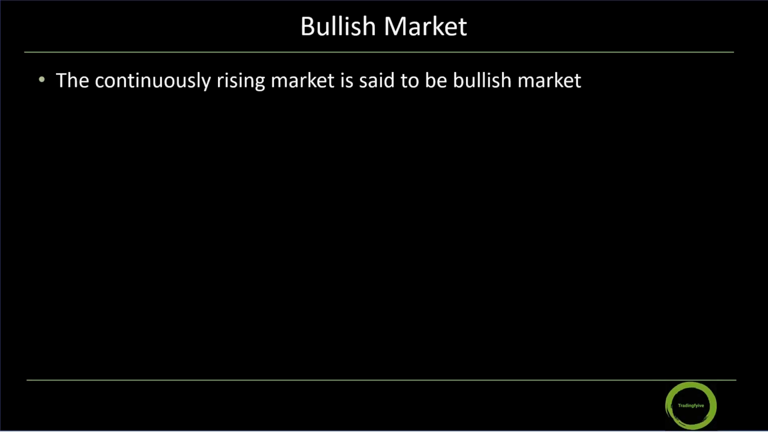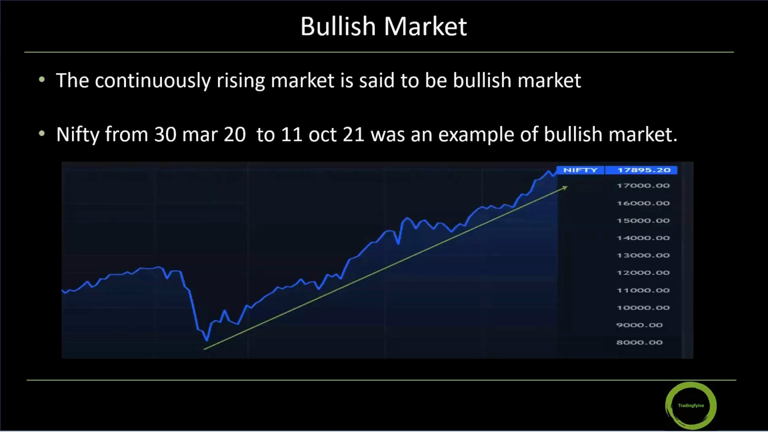Next we're going to learn about bullish market. As the name itself indicates, it is a continuously rising market, that is when the market is moving in a continuous upward direction, it is said to be a bullish market. Like Nifty from around 30 March 2020 to around 11 October 2021 was a great example of a bullish market. As you can see, the market was continuously making new highs and moving upward, just like a bullish market.